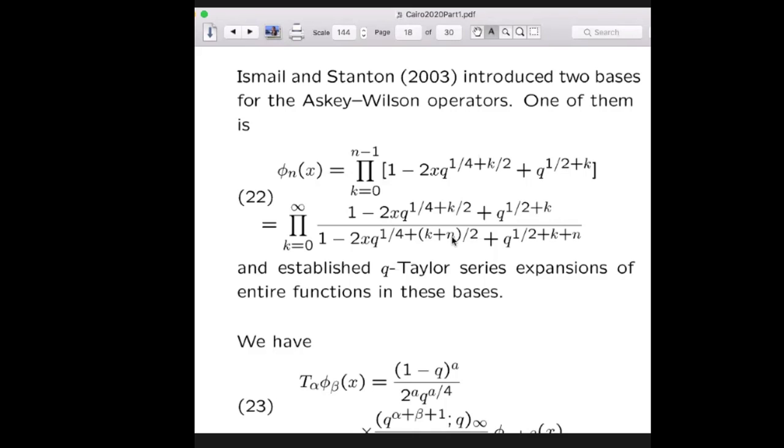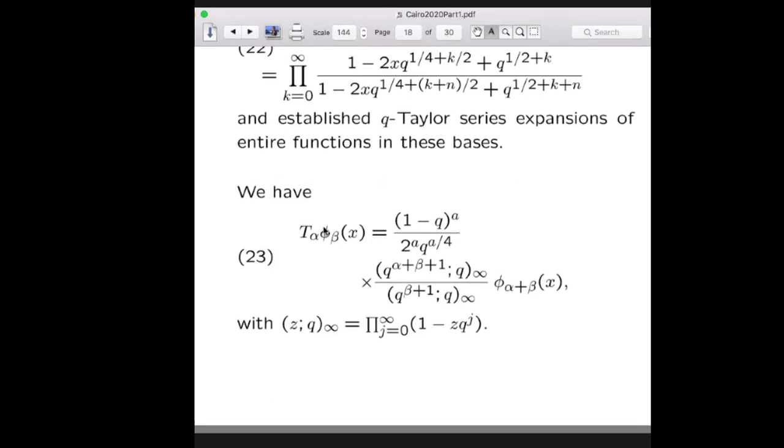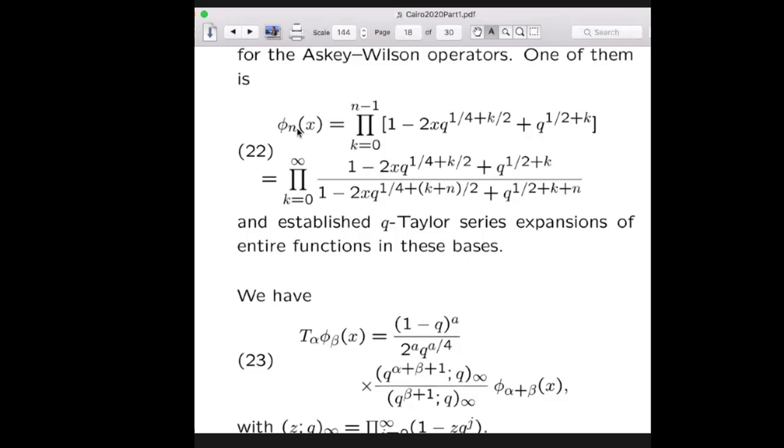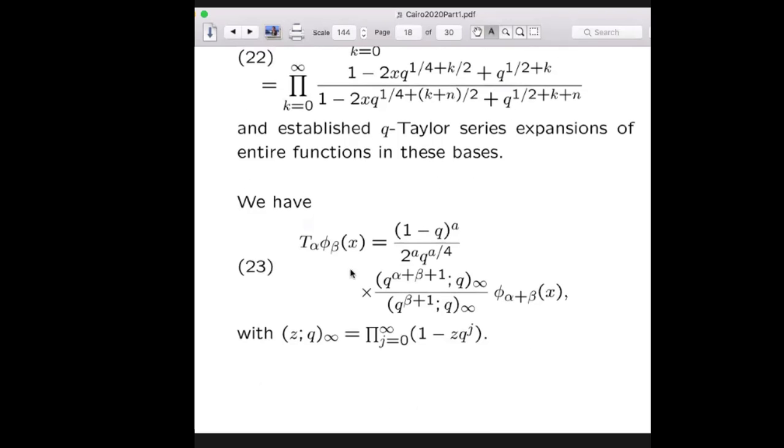It has some reproducing properties. In the paper with Stanton, we also did the q-Taylor series expansions in these bases. Now, this family of operators that we introduced, if I act on this, which is like x to the n, I get this. You see, this was beta, you act with alpha, and this becomes alpha plus beta. So this is exactly like an integral. If I integrate x to the beta, I get x to the alpha plus beta. If this is x to the beta integrated alpha times, I get x to the alpha plus beta times some constants.